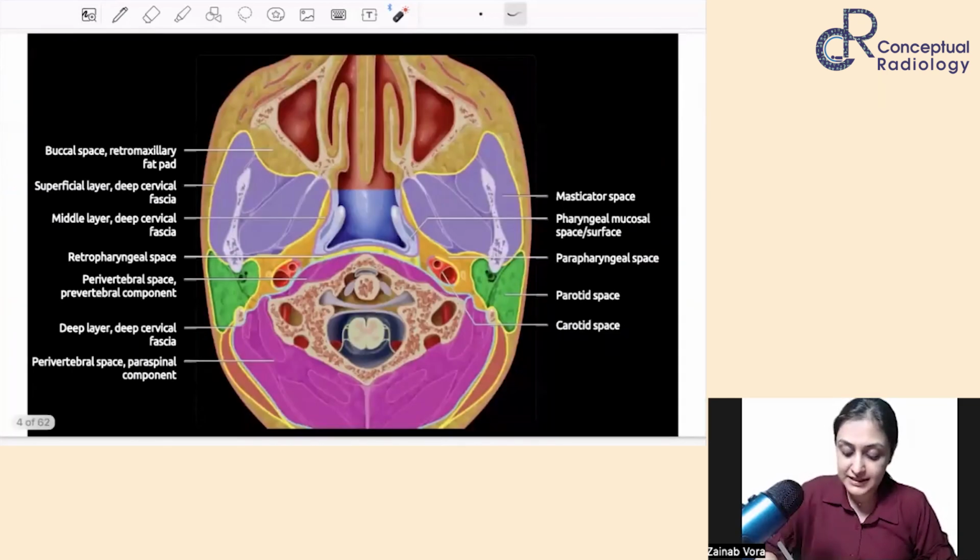Okay, so this yellow is the superficial fascia. So you can see that this yellow fascia is making the masticator space. This is my masticator space and this is my parotid gland. So can you see yellow color here?